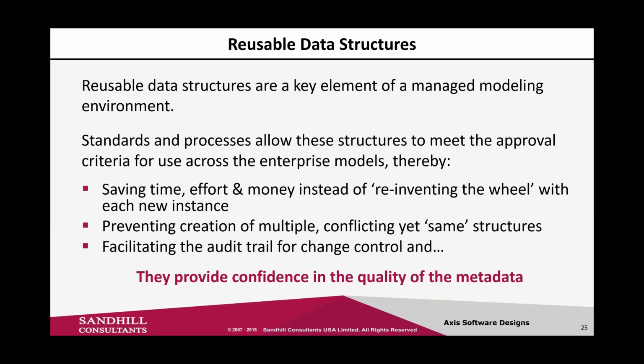We want to prevent not only the creation of multiple conflicting yet same structures, customer being defined differently in different models, or customer and client being the same, whatever that might be. We want to prevent the creation of that, but even as importantly, we don't want to keep moving those on in every future model. We don't want to keep replicating the incorrect metadata or the conflicting metadata that we already have.